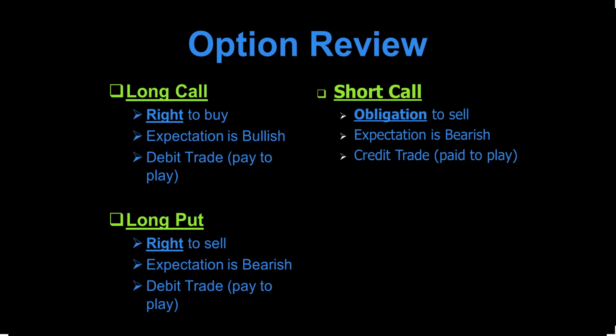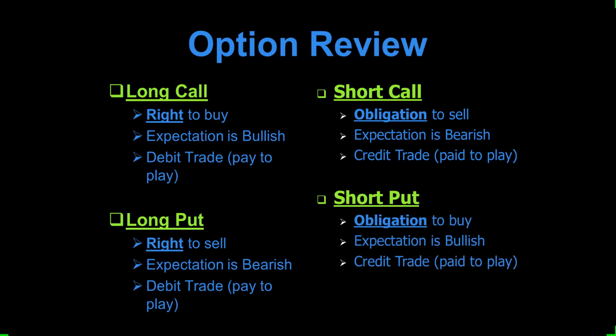Now, if we come over here and we go the opposite of a long call, which is a short call, now you've got an obligation. It's an obligation to sell. Think of a covered call position, essentially. Expectation is bearish. You expect the stock to move away from your short position, and it's a credit trade. We call that you get paid to play. And then, of course, you got the short put. Again, it's an obligation, but now it's the opposite of a long put. Here you got an obligation to buy. Expectation is bullish. It's a credit trade. You get paid to play.